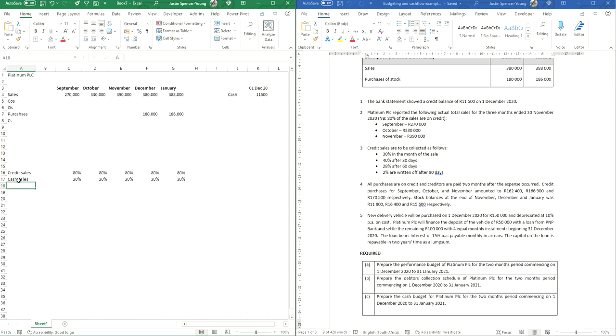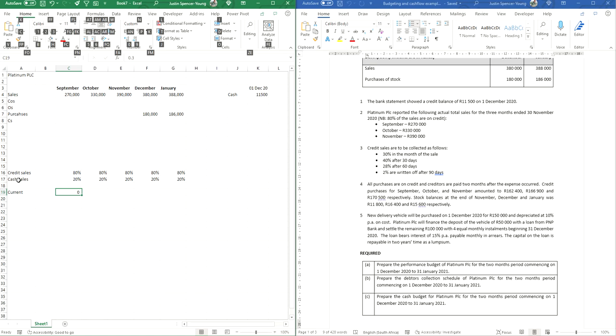And then it says 30% of the month of sale. So let's just call this current. And in the current month, 30% of the 80% of 270,000 will be payable in this month.